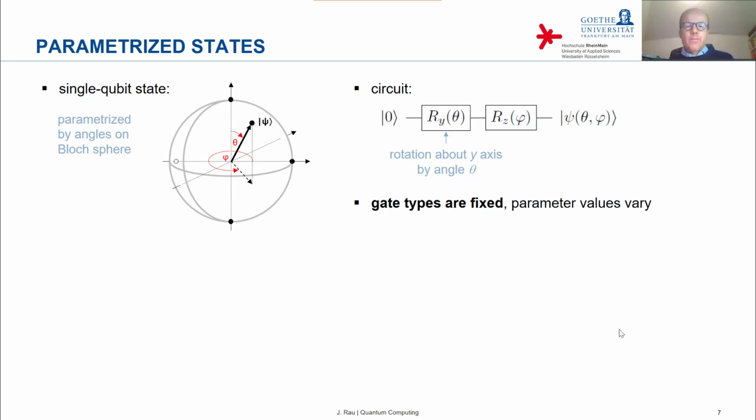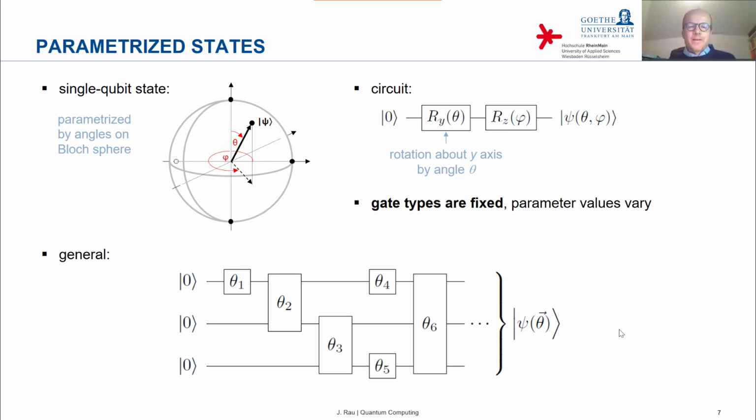Now, moving on from single qubit states to multi-qubit states, we can generalize this idea. We can parameterize also many qubit states by some set of parameters theta. I denoted this on the right hand side in the ket with the vector symbol. So you have a whole array of parameters, theta i. And you can think of a circuit architecture which is fixed for any state that you want to prepare. So it's always the first step, say a single qubit gate, and the second step is a 2 qubit gate, and so on.